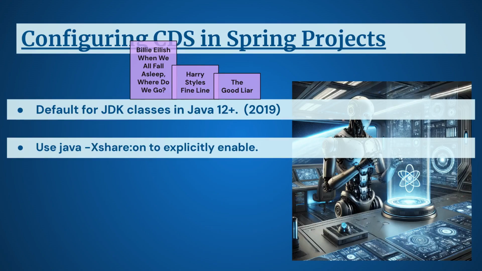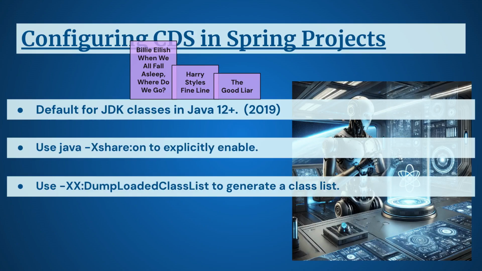In order to be able to start an application with CDS enabled, and particularly a CDS that is optimized for our Spring Boot application, we need to use this switch over here, -Xshare:on, to explicitly enable CDS in Spring Boot applications. To be able to dump the class list to a file, we will need to use the flag -XX:DumpLoadedClassList to generate a class list.